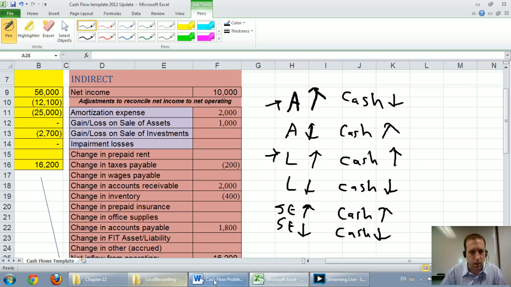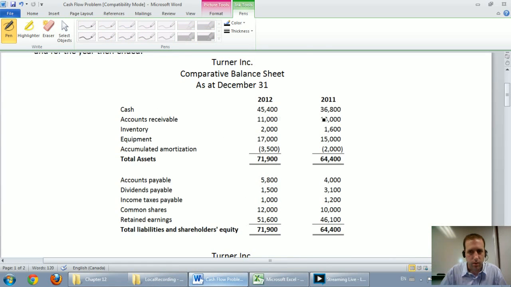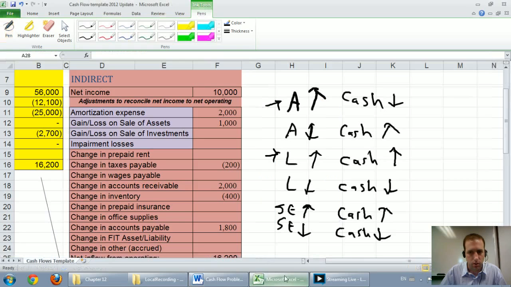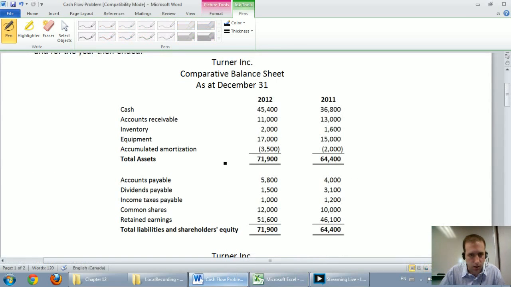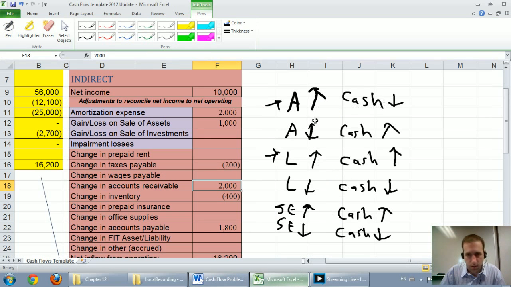Let's test that. Let's look at our accounts receivable. Accounts receivable went down, so accounts receivable is an asset. It went down, therefore cash goes up. And sure enough, when accounts receivable went down, cash went up by $2,000. Let's look at another one. Let's look at our inventory. Inventory went up by 400. We said if an asset goes up, cash goes down. So it's an asset going up, cash goes down, and yes, indeed, our cash went down by 400 as a result of that change in inventory.